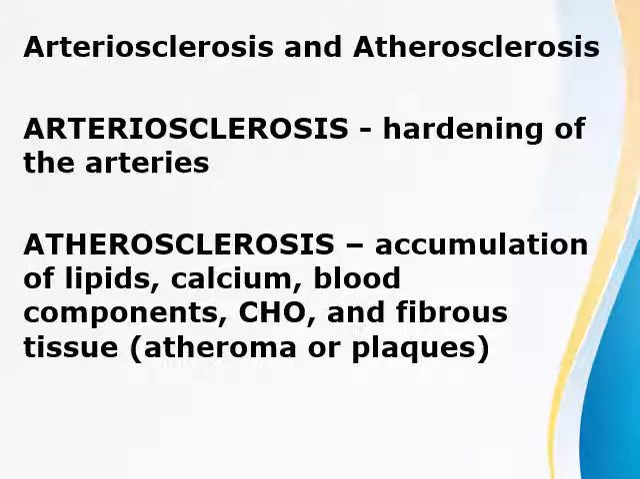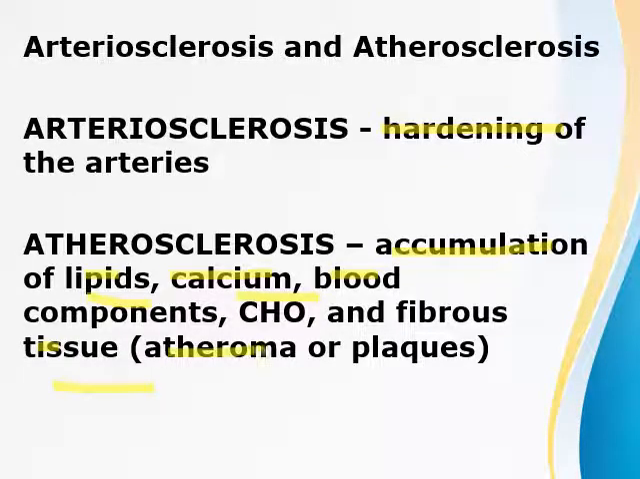Now let's differentiate the terms arteriosclerosis and atherosclerosis. So when we say arteriosclerosis, there is hardening of the arteries. So the key word there is hardening. And then when we say atherosclerosis, atherosclerosis involves accumulation of lipids, calcium, blood components, carbohydrate, and fibrous tissues. And this accumulation is referred to as your atheroma or plaques.